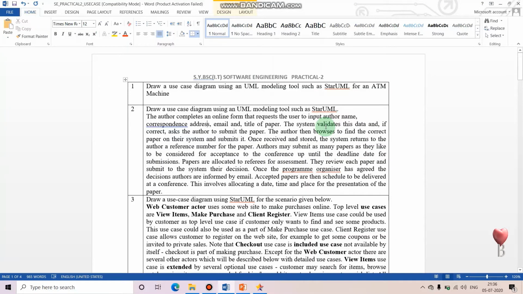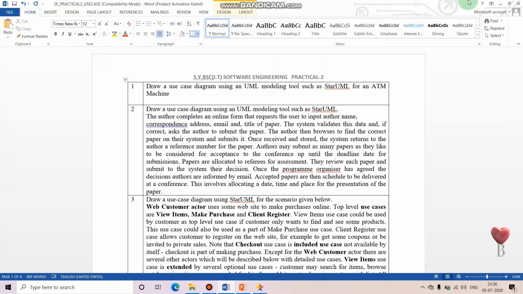Welcome back, guys. Today we are going to start with our software engineering practical 2, that is all about use case diagram. We are already done with the short explanation of the use case diagram. If you have any queries in that, please mention them in the comment section below.